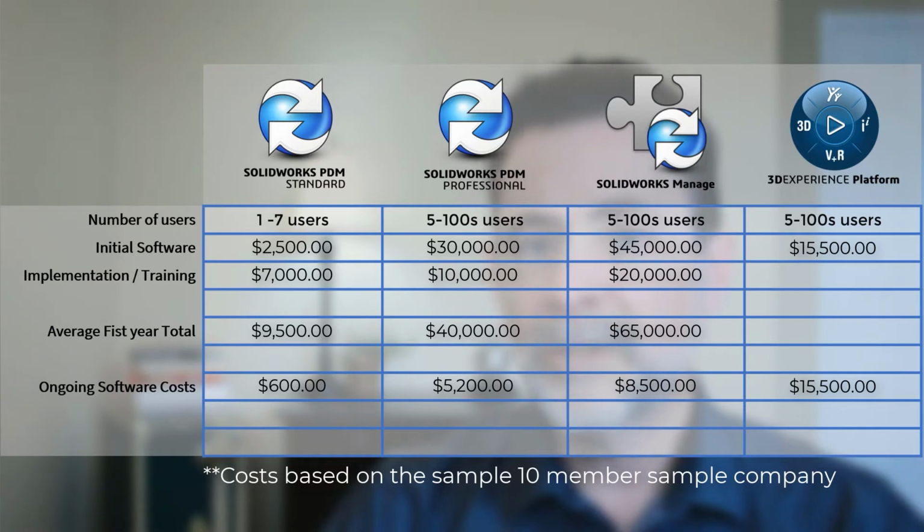This means a much lower upfront cost. Since the platform offers great out-of-the-box functionality, the implementation and training costs are much lower. For the ABC company, this solution would have a project cost of around $18,000 and a year-over-year cost of around $15,500.